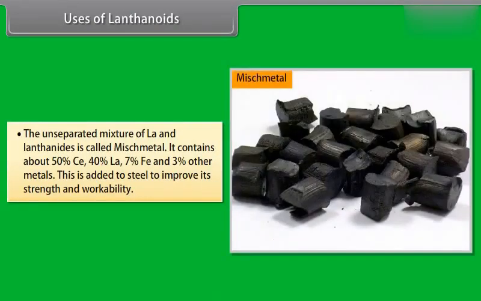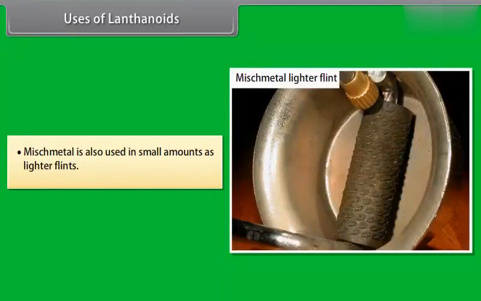Uses of lanthanoids. These metals are not much used. The important uses of lanthanoids are as follows. The unseparated mixture of lanthanum and lanthanides is called mischmetal. It contains about 50% cerium, 40% lanthanum, 7% iron and 3% other metals. This is added to steel to improve its strength and workability. Mischmetal is also used in small amounts as lighter flints.